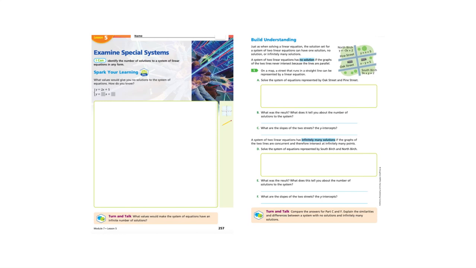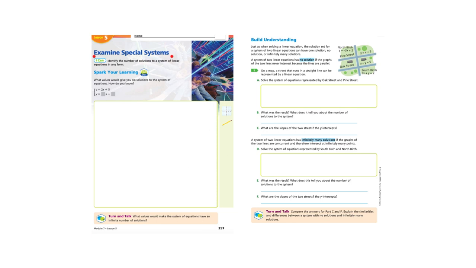Now we're in lesson 7.5, lesson 5 of module 7, examine special systems. So you've been looking at different systems of equations and how to solve them. Now you're going to look at some different types of systems that possibly have different solutions. So the I can statement says I can identify the number of solutions to a system of linear equations in any form. So let's look at the Spark Your Learning.